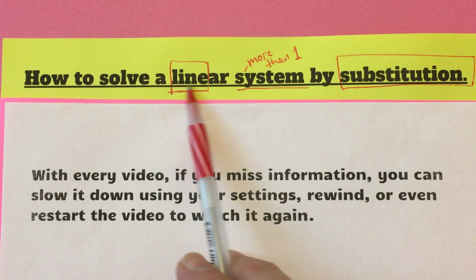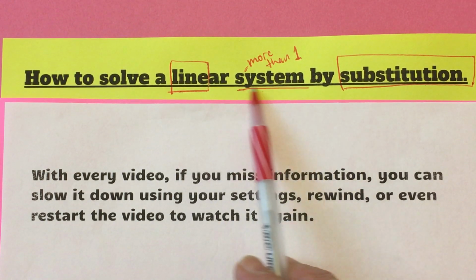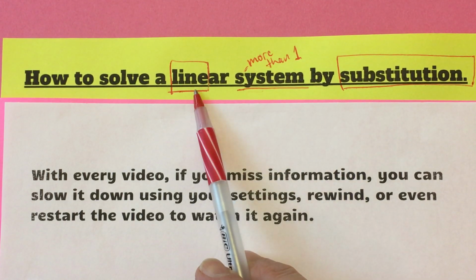Today we're going to talk about how to solve a linear system by substitution. When we say linear, the first four letters spell the word line. So we're talking about lines. A system means you have more than one line.